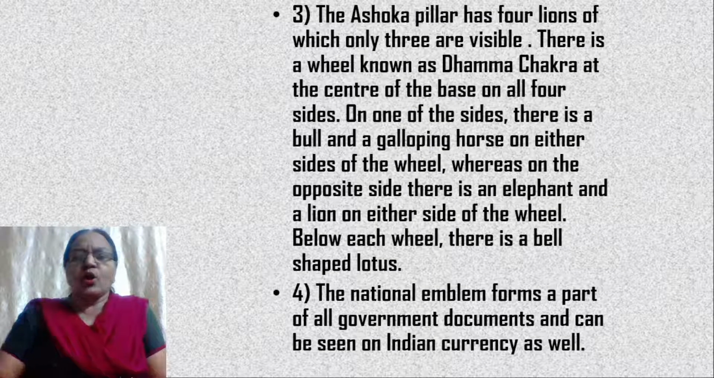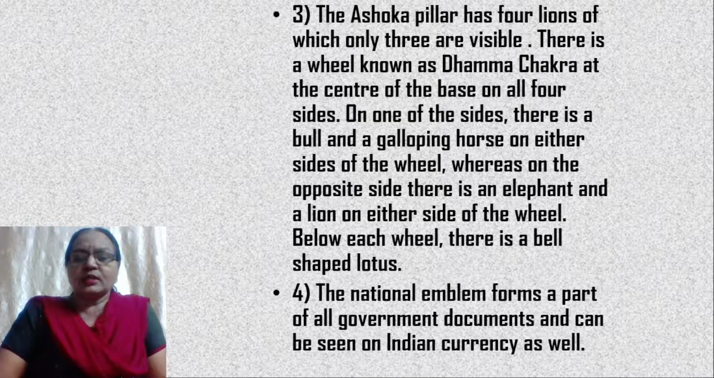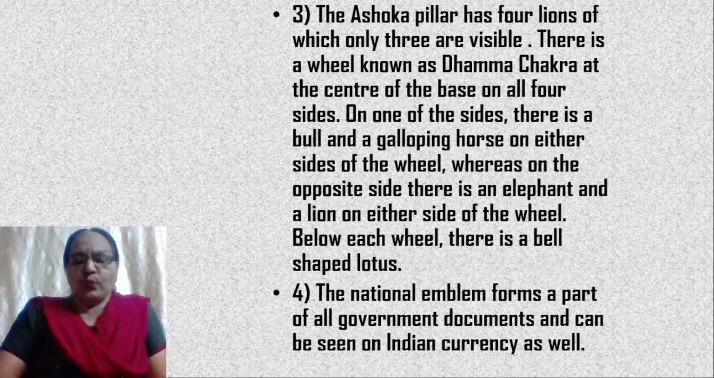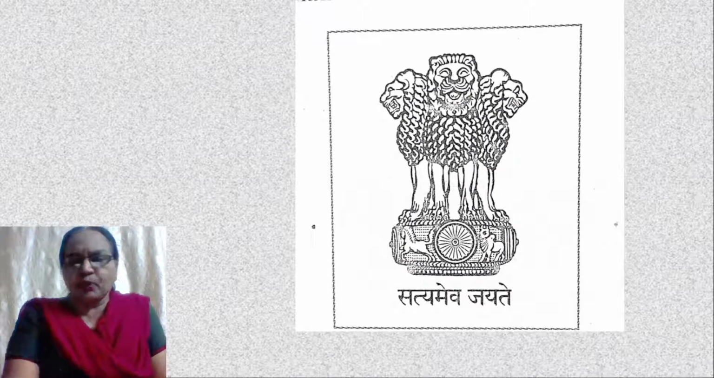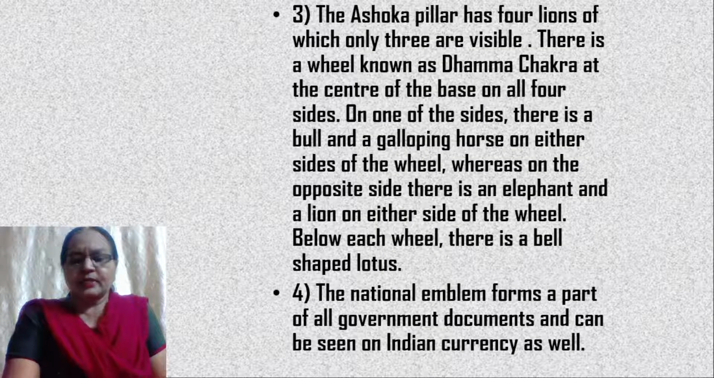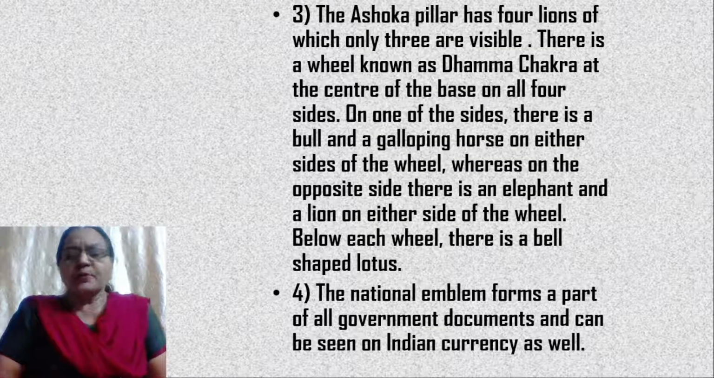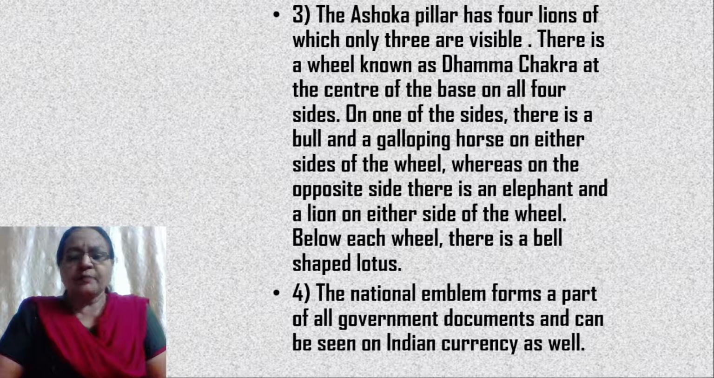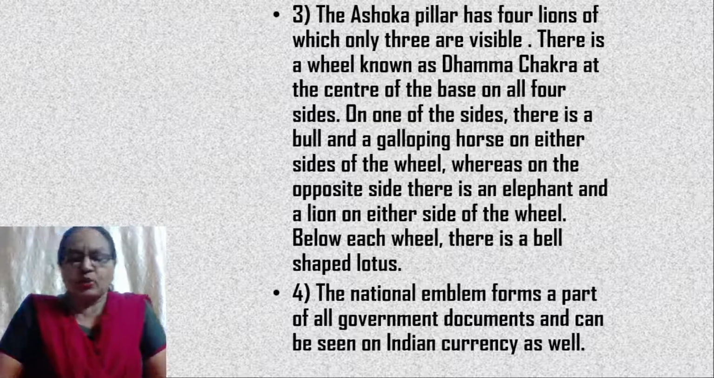Now on one of the sides there is a bull and a galloping horse on either side of the wheel. Can you see the bull, children, and the horse is seen galloping over here. Whereas on the opposite side there is an elephant and a lion on either side of the wheel. Below each wheel there is a bell-shaped lotus.